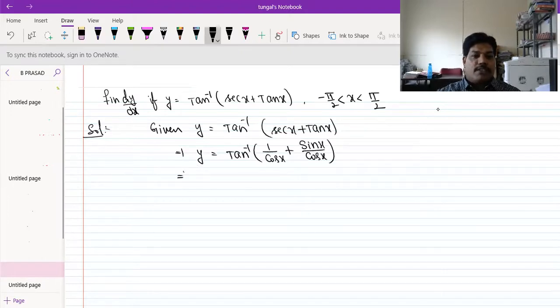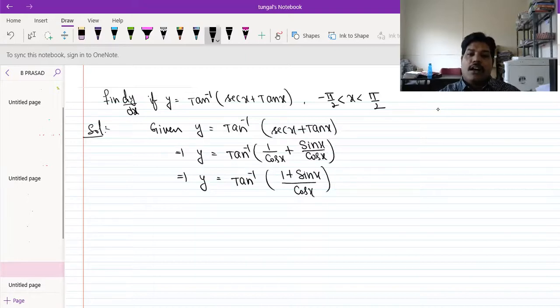So that implies y is equal to tan inverse of, take the LCM here, it will become 1 plus sin x by cos x. So the numerator is 1 plus sin x, and the denominator is cos x.